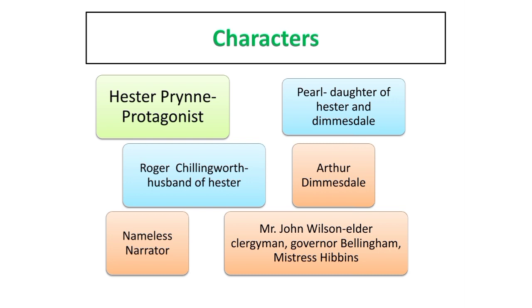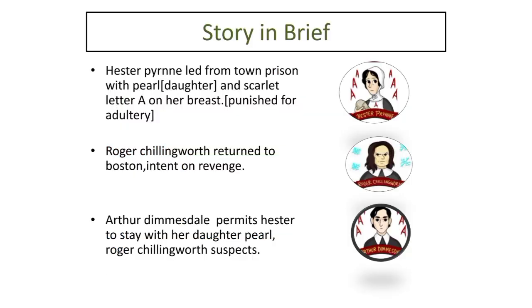The other important characters are Mr. John Wilson, who is the elder clergyman in the town Boston. Next, the Governor Bellingham, who is the governor of the town, and Mistress Hibbins, who is the widow sister of the governor. Now let's talk about the story in brief.